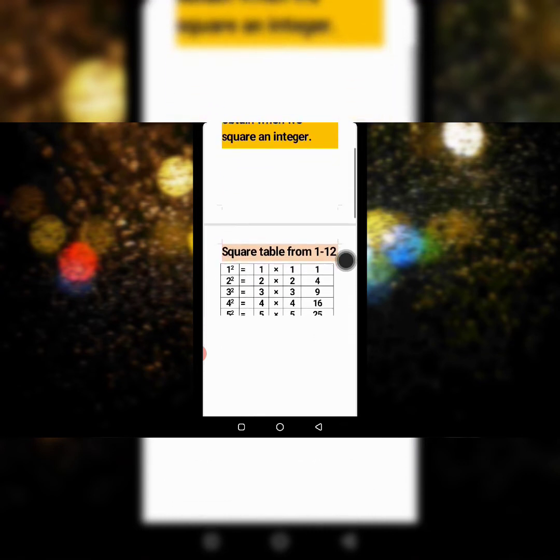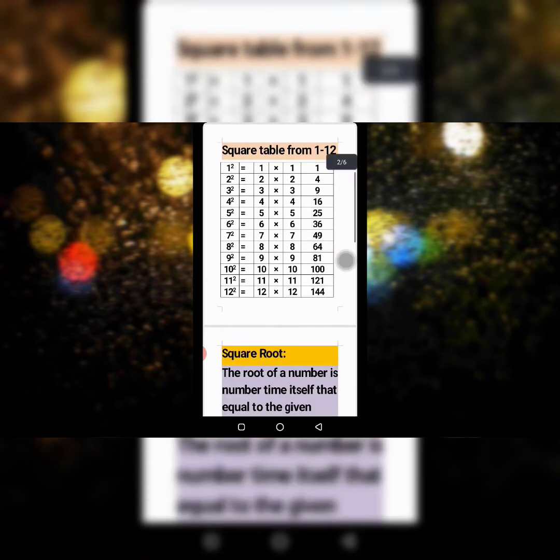I'll explain this definition with the help of a table. That is a square table from 1 to 12. When an integer is squared, look at the integer 1. 1 squared means 1 multiplied by 1. That integer is multiplied 2 times and we get the answer 1. Now look at the other integer, 2. 2 squared means 2 multiplied by 2. 2 is going to be multiplied by itself, and 2 multiplied by 2 is 4. So 4 is the perfect square of 2.